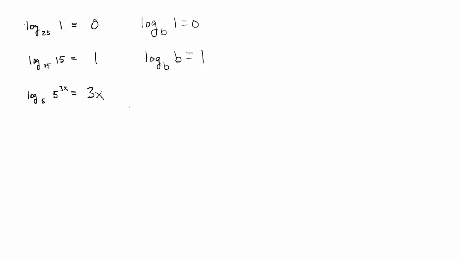Now we could rewrite this as 3x times log base 5 of 5, and then we can see that log base 5 of 5 is 1 because log base b of b is equal to 1. So that leaves us 3x. And the property that I just used to go from log base 5 of 5 raised to the 3x to 3x log base 5 of 5 is that log m raised to the n is equal to n log m.